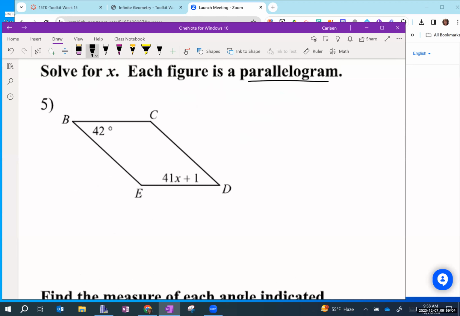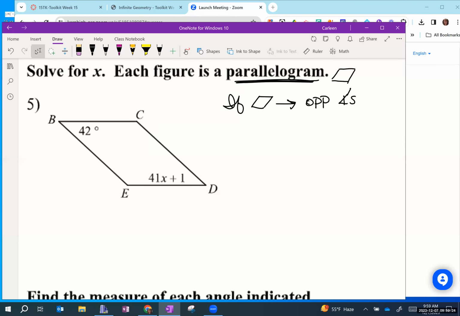This is a parallelogram. And I don't like writing the word parallelogram. It's way too many letters. So I just put that. So if it is a parallelogram, then opposite angles are what?